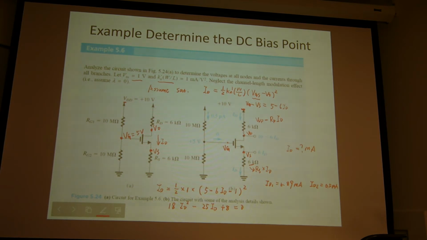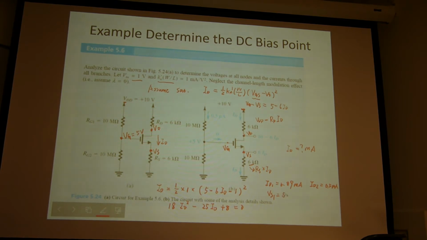So how do we resolve this problem? Any idea? So you need to verify your assumption, right? Here you assume a saturation, but this is what you assume. You need to verify. So you need to plug this ID back to the Vs node here, because Vs is Rs times ID, which is 6 kilo ohm times this ID. So if you plug this back, you will get the first Vs.